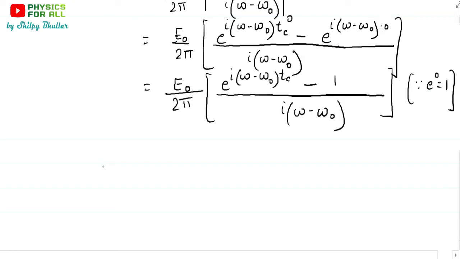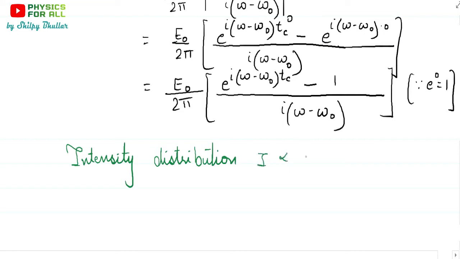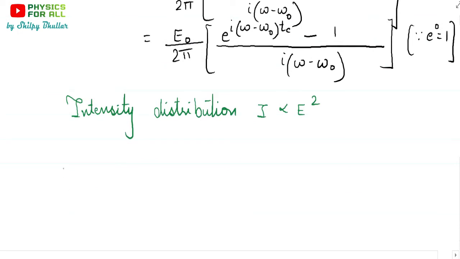Now we have to find the intensity distribution, because ultimately whatever we obtain in the spectrum, that is the frequency versus intensity. So for the intensity distribution, almost the steps are the same. The way we are going to proceed is just similar to the way we did in natural broadening. So intensity distribution is proportional to E squared. That means now we need to square this term, as we have to obtain I of omega minus omega naught. So this would be the square of this thing.